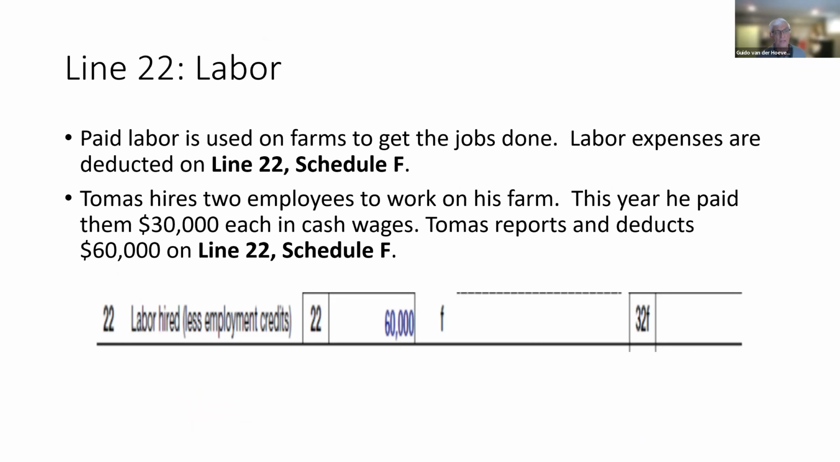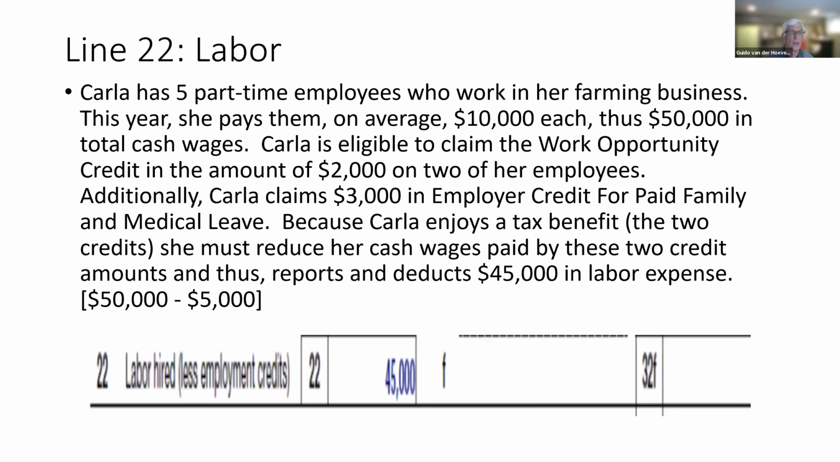Labor kind of goes without saying. If you have labor expenses, you would hire two employees in this case, and he pays them $30,000 in cash wages. He reports and deducts $60,000 on line 22.